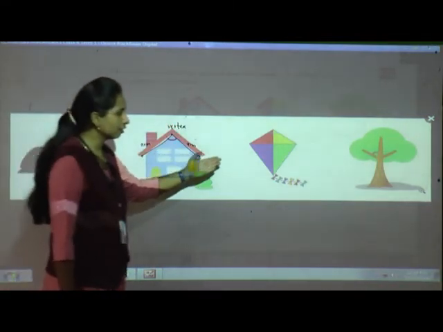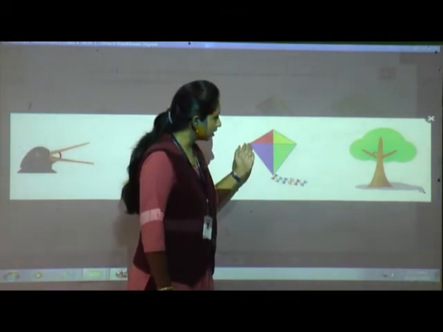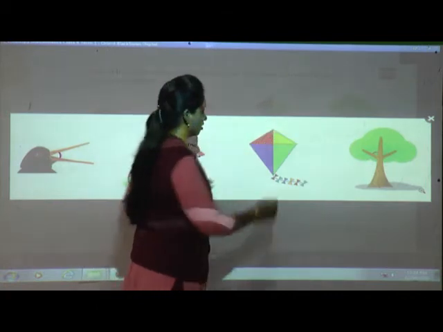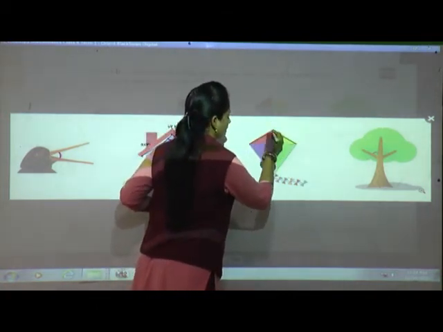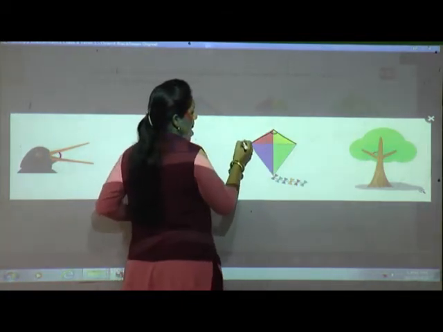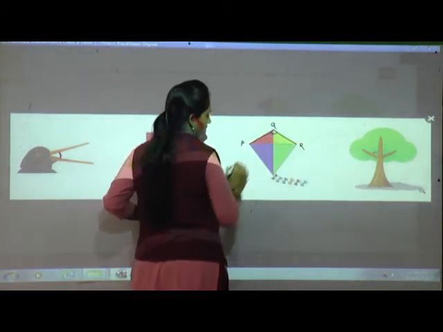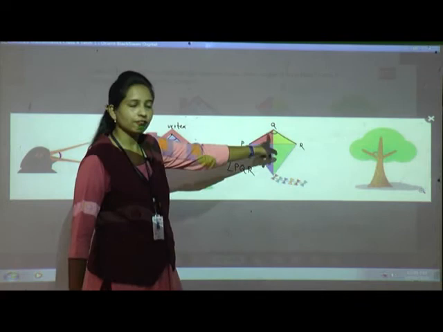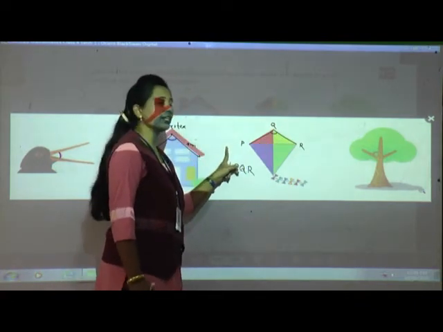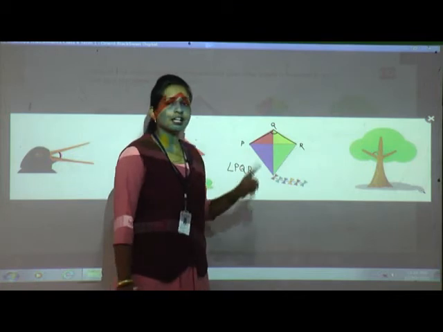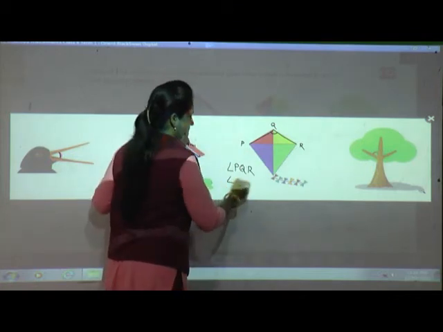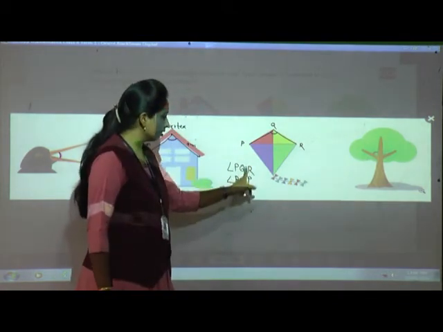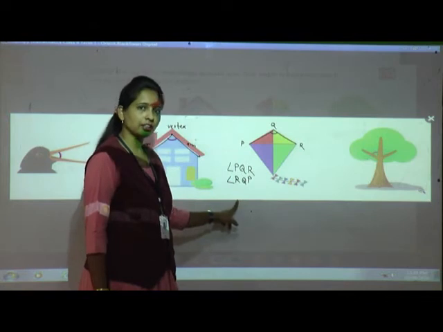Now look at the kite. Yes, students, look at the kite. See, where is the angle formed? Can you see? Yes, in this way. You can give the names P, Q, R. You can write angle PQR. Q is what? Vertex. QR and QP are what? Rays. They are called arms. You can write it again as RQP also. Angle RQP. Can you observe? Q always we have to write in the middle.